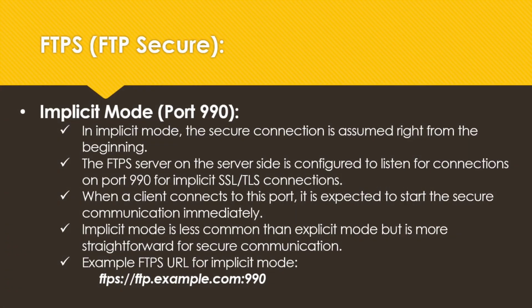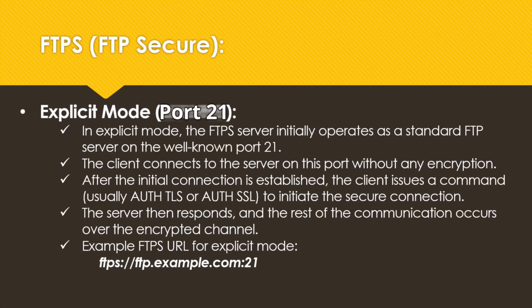Now we'll talk about explicit mode in the FTPS protocol. In explicit mode, the FTPS server initially operates as a standard FTP server on the well-known port 21. The client connects to the server on this port without any encryption. After the initial connection is established, the client issues a command, usually AUTH TLS or AUTH SSL, to initiate a secure connection. The server then responds and the rest of the communication occurs over the encrypted channel. An example of an FTPS URL for explicit mode is shown on the screen.